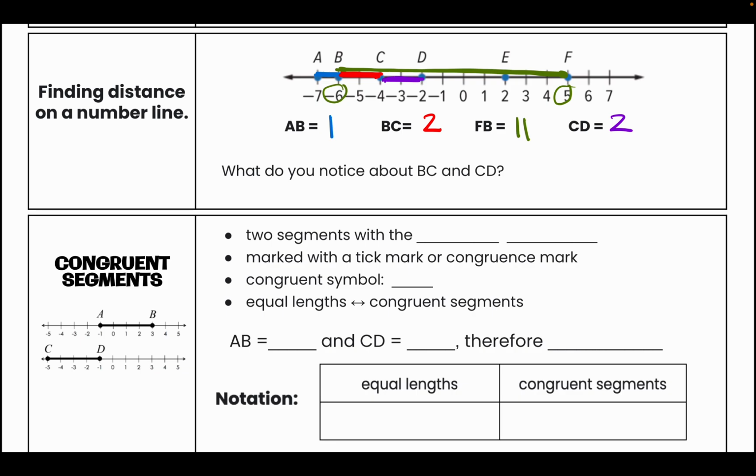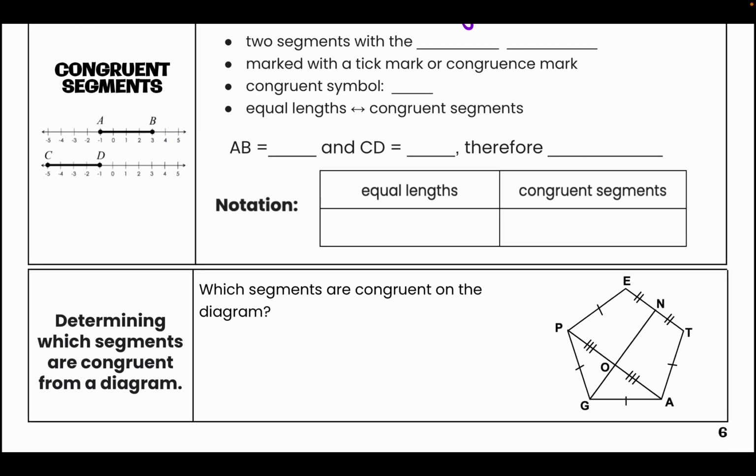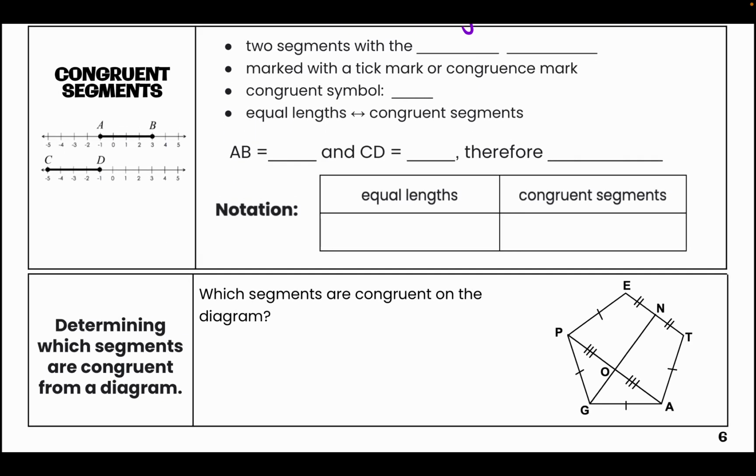So what do you notice about BC and CD? Hopefully you're thinking to yourself, well, that's the same length. So even though they're on different spots on the number line, they have the same length. So congruent segments are 2 segments with the same measure or same length.